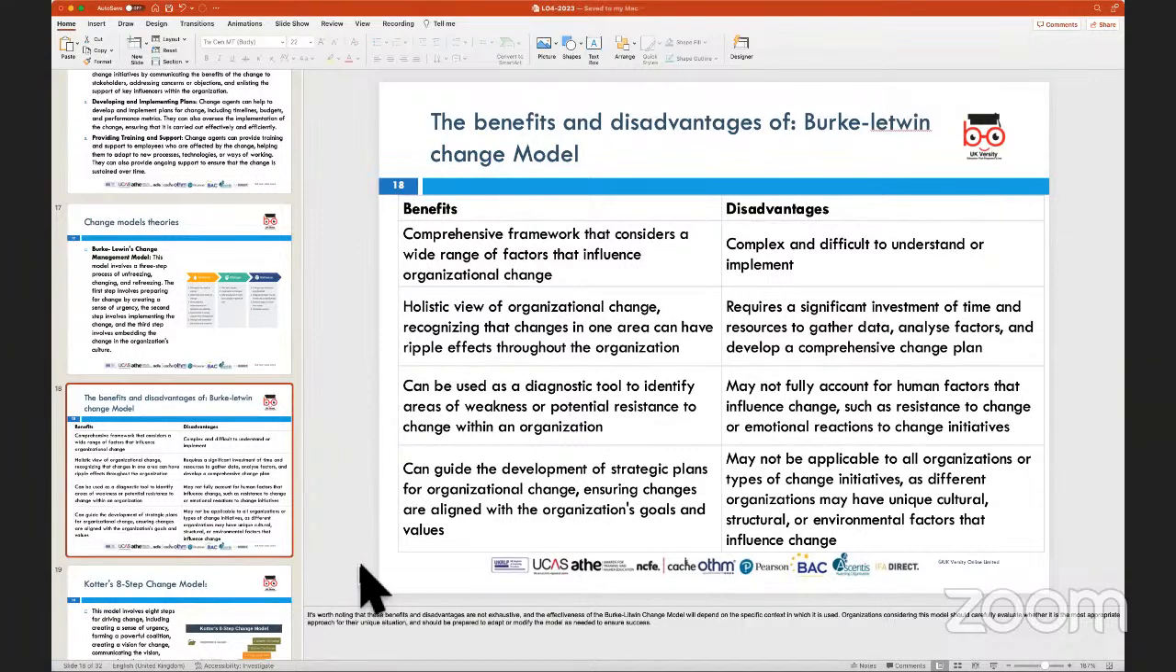Now here, it requires a significant amount of time for doing analysis to gather data, and obviously to look at how you would draw up a comprehensive plan for change. And sometimes some of these changes cannot be fully managed because of human factors, things like behavior, culture of the organization, structure of the organization, and then obviously opposing forces which are looking at opposing the whole process of change.